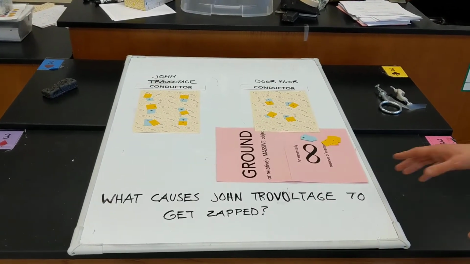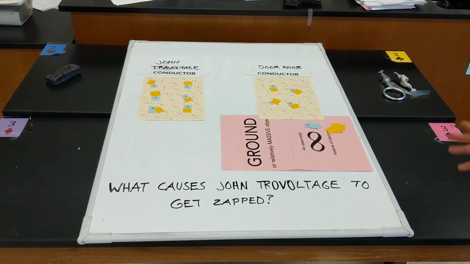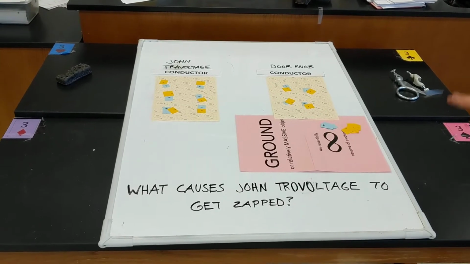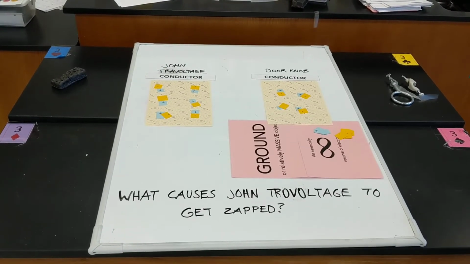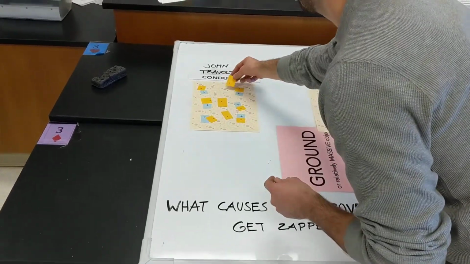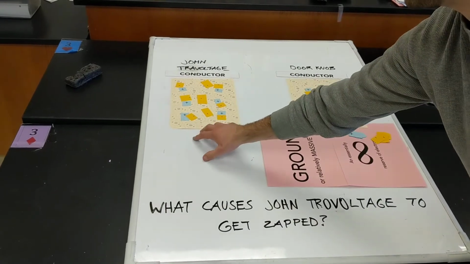In this video, we're going to be answering the question, what causes John Travoltage to get zapped? If you were working with the PhET simulation, you can notice that you could rub his foot against the carpet and he starts to gain some electrons. This is going to be charging through friction, and we don't need to go through the details of it. We just need to know that he starts off negatively charged.